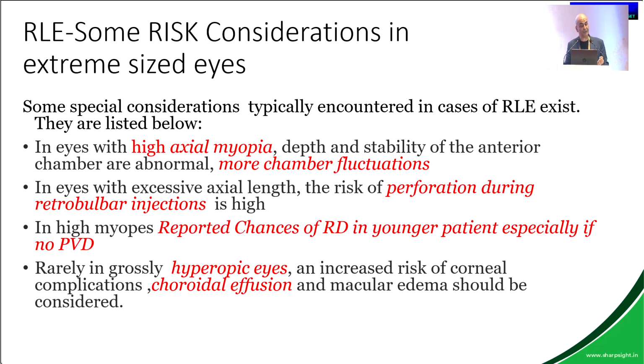What would be the limitations? Now, some of the risk-benefit analysis, let's see. Whenever you're treating a patient with a high myopia, high axial length, there are very, very strong chamber fluctuations in these patients. And what can happen is these chamber fluctuations itself can cause problems in the vitreous and may cause retina detachment at a later date. There are a lot of studies which do say that the incidence of retina detachment go up to 6% in very high myopes. And also, if you are operating the surgery under block, you can have a perforation. There are reported chances of retina detachment in younger patients, especially when the PVD is not happening.